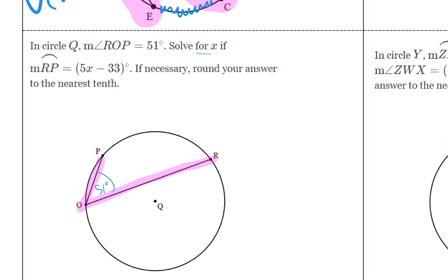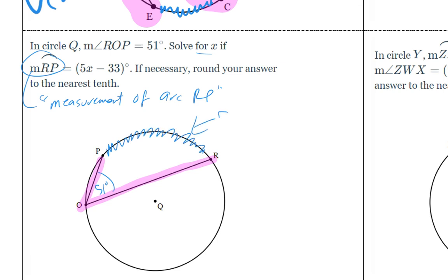Okay, solve for x if the measurement of arc RP, right? That's what that means. The measurement of arc RP is 5x minus 33. So RP is right over here, right? RP is right over here. We can say that that is represented by 5x minus 33.